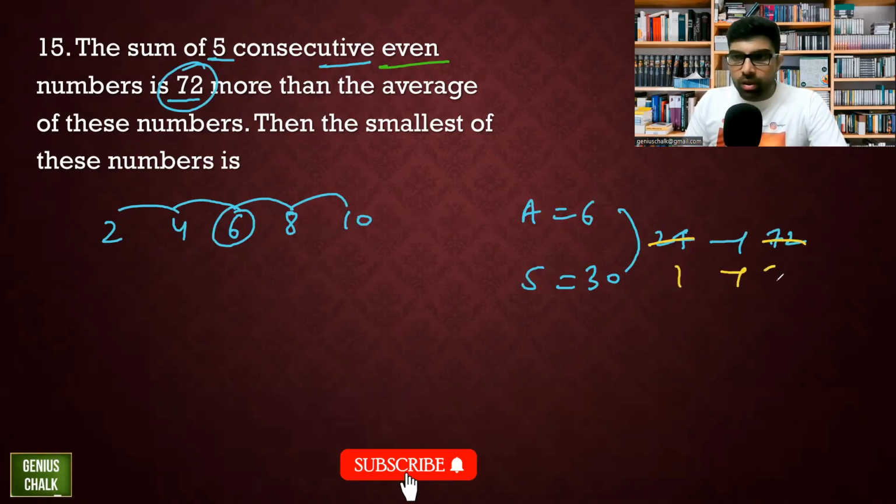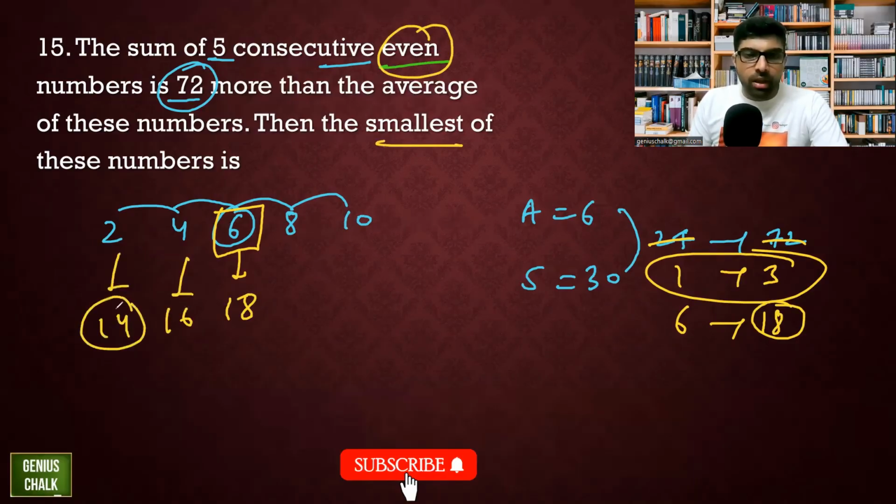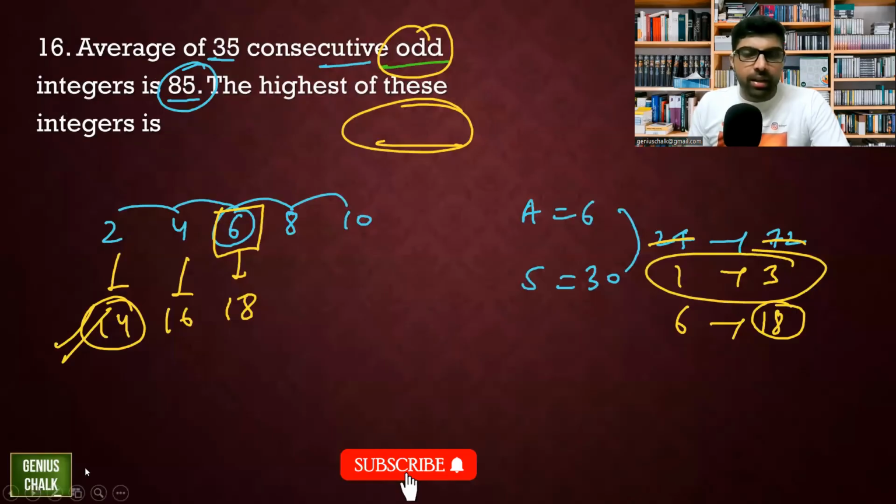1 value is 3. What is asked? If you find this 6 value, since 1 value is 3, 6 3s are 18. This is 18. All numbers are even, so this must be 16 and this must be 14. Asking the smallest only, this has to be my answer. That is option A, right? Next one.